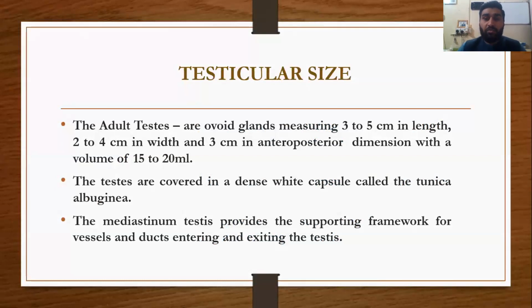Well, the testicular size varies from person to person. However, the adult testes are ovoid glands measuring 3 to 5 centimeters in length, 2 to 4 centimeters in width, and 3 centimeters in anteroposterior dimension, with a volume of 15 to 20 milliliters. The testes are covered in a dense white capsule called the tunica albuginea. The mediastinum testis provides a supporting framework for the vessels and ducts entering and exiting the testes.